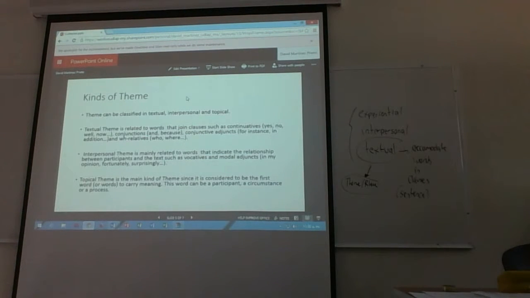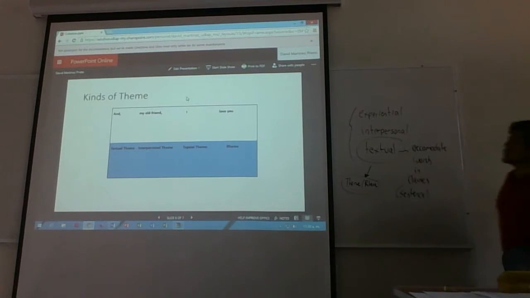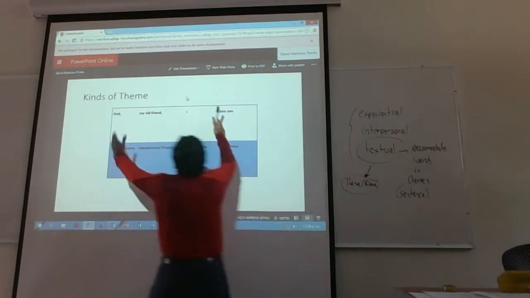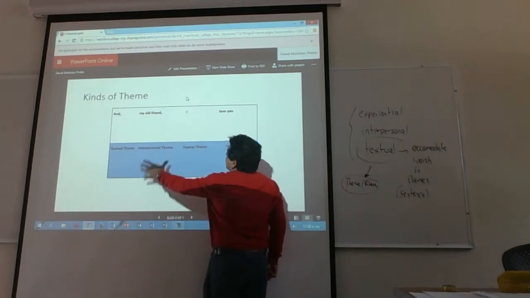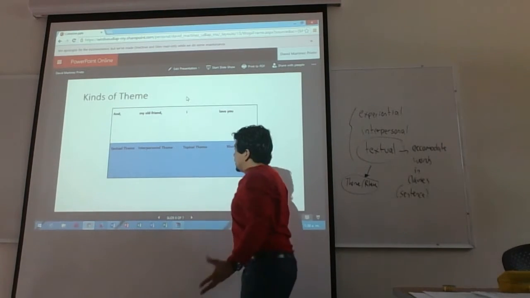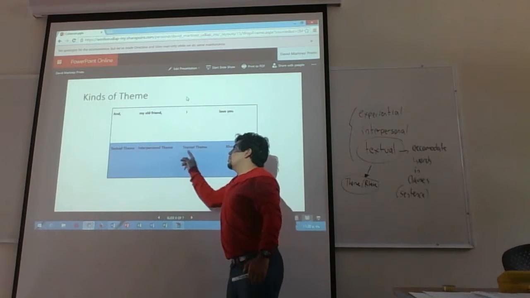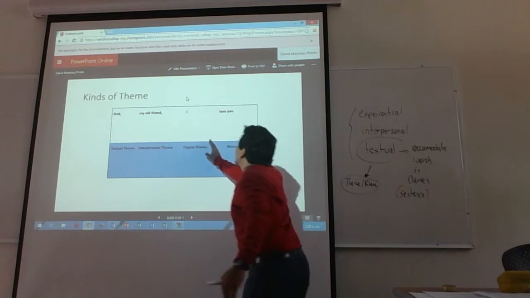According to Halliday, theme can be classified as textual, interpersonal, and topical. Textual theme is related to words such as continuatives, conjunctions, and WH relatives. Interpersonal theme is mainly related to words that indicate the relationship between participants and the text, such as vocatives and modal adjuncts. Topical theme is the main kind of theme, since it's considered to be the first word or words to carry meaning. This can be a participant, a circumstance, or a process. For example, in the clause "And my old friend, I love you," all of this is a theme, but theme can be classified according to different characteristics. We have textual theme, interpersonal theme, "my old friend," and topical theme, "I love you." As I said before, the most important part of the theme is the topical theme. However, we can also consider all of these the theme, and the rest is the rheme.